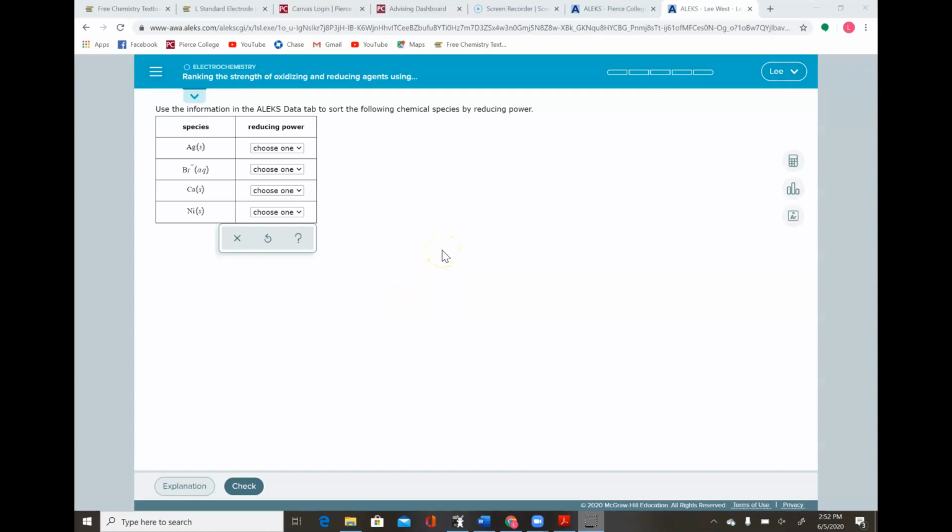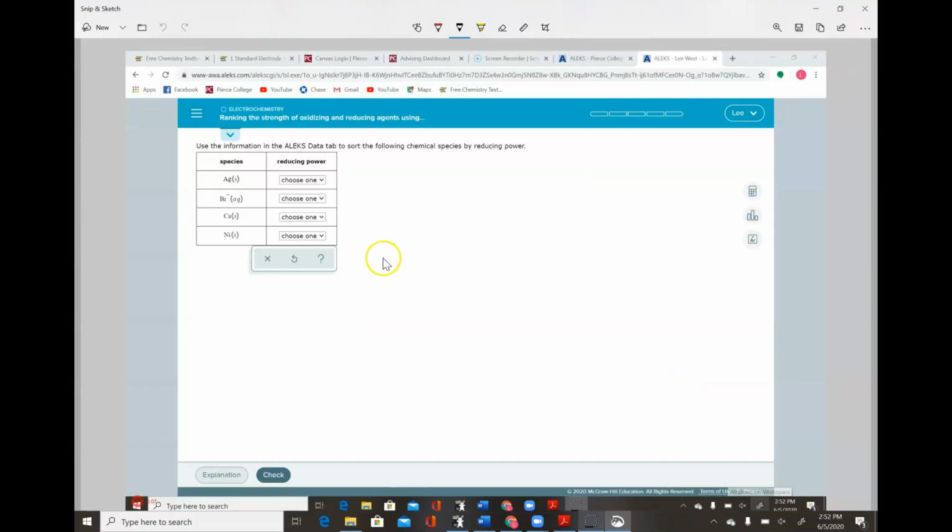Okay, so here's a question concerning ranking the strength of oxidizing and reducing agents. So what I'm going to do is grab this question and put it somewhere where I can work on it so I can actually write on the screen. Okay, here we go. So here's our question, and it says, use the information in the Alex data tab to sort the following chemical species by reducing power.